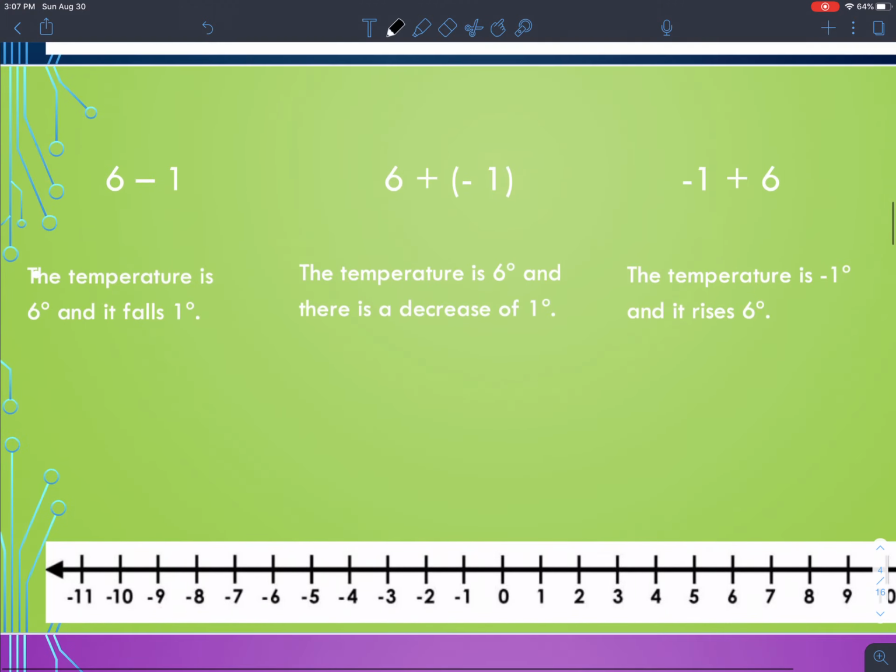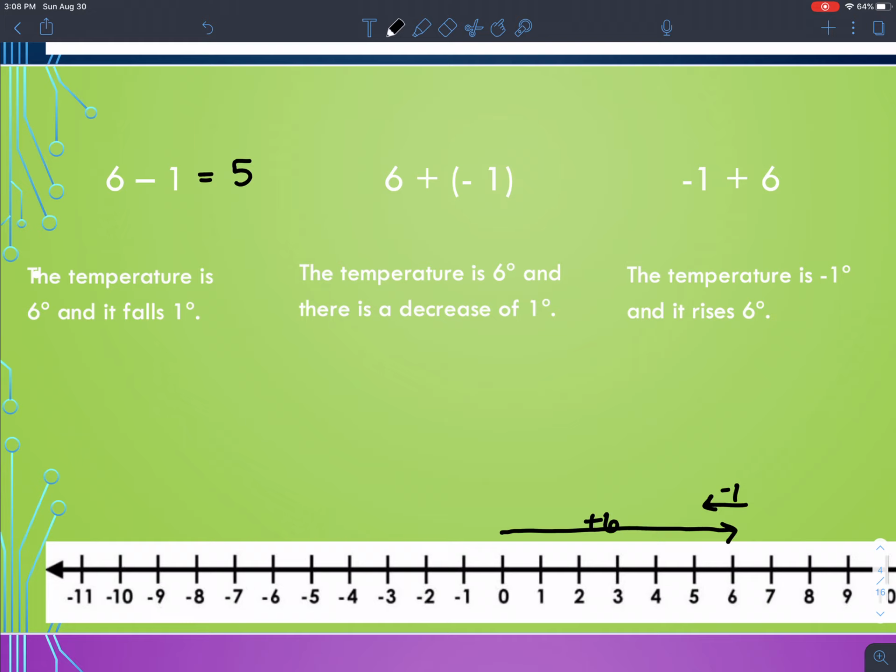So here we have a different scenario. We are dealing with temperature, but let's talk about it. Our first example is 6 minus 1. The temperature is 6 degrees and it falls 1 degree. We can represent that on the number line, moving more quickly, starting at 0. We can go up 6 and then down 1. Where we end up is 5.